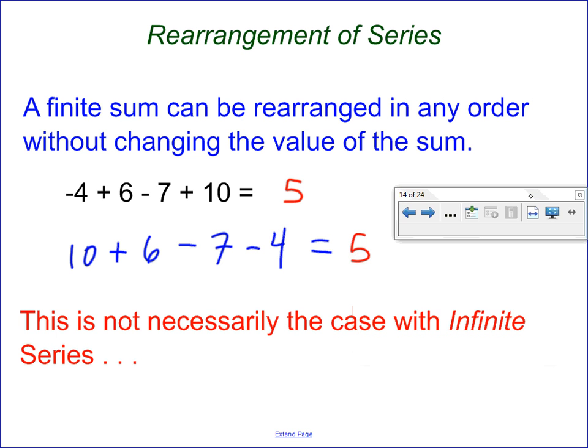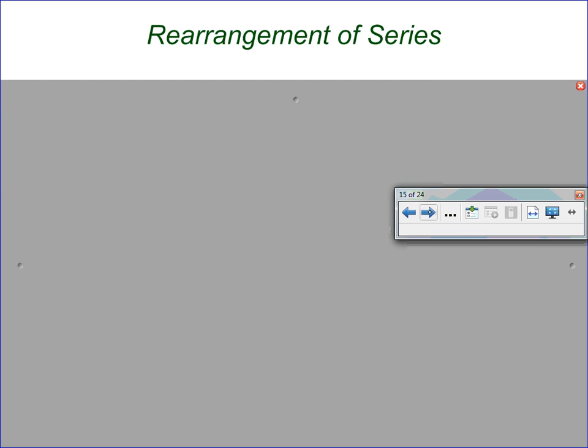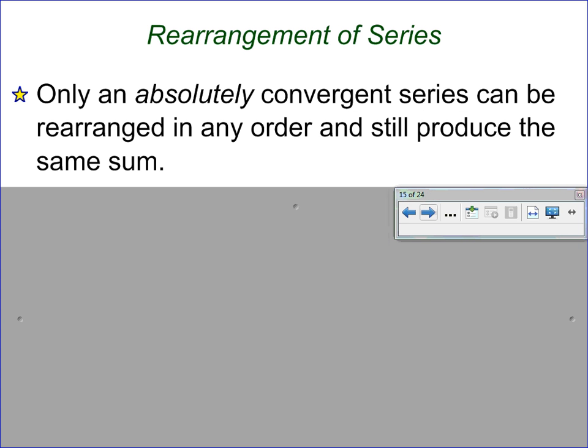That's not necessarily the case with infinite series, right? Where I have an infinite number of terms that continue going on and on forever. Only an absolutely convergent series can be rearranged in any order and still produce the same sum. And so if I have an absolutely convergent series, that is one where the sum of the absolute values, all positive terms, converges to some finite value, right? Then I could rearrange those terms in any order I want and not change the value of that sum. It would be the same thing, right?